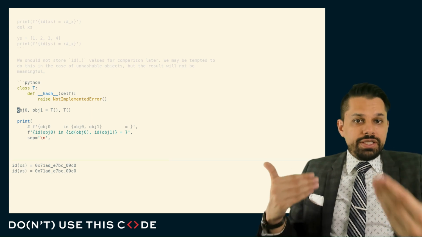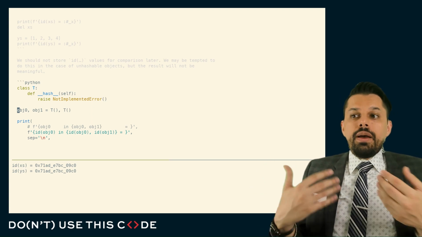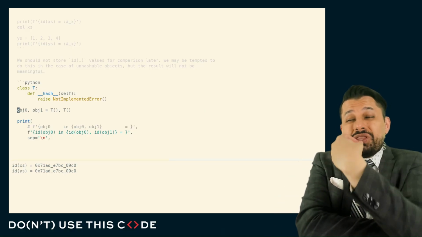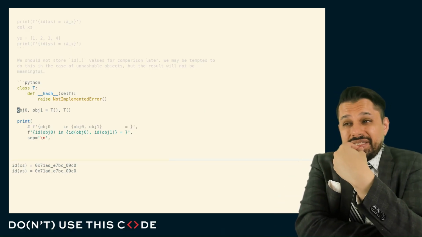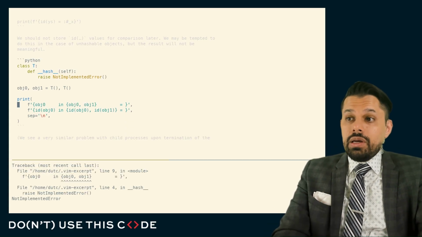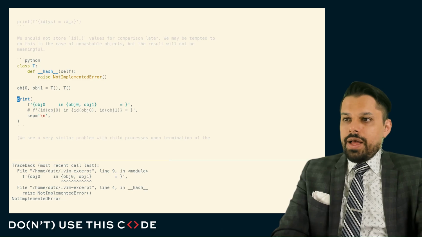Have I processed it already? Have I seen it before? If so, skip it. But if it's not hashable, I can't do that. Cleverly, I might say, well, I could put the ID of the object in the set and see if the ID belongs to that set or not. And here you can see this doesn't work.